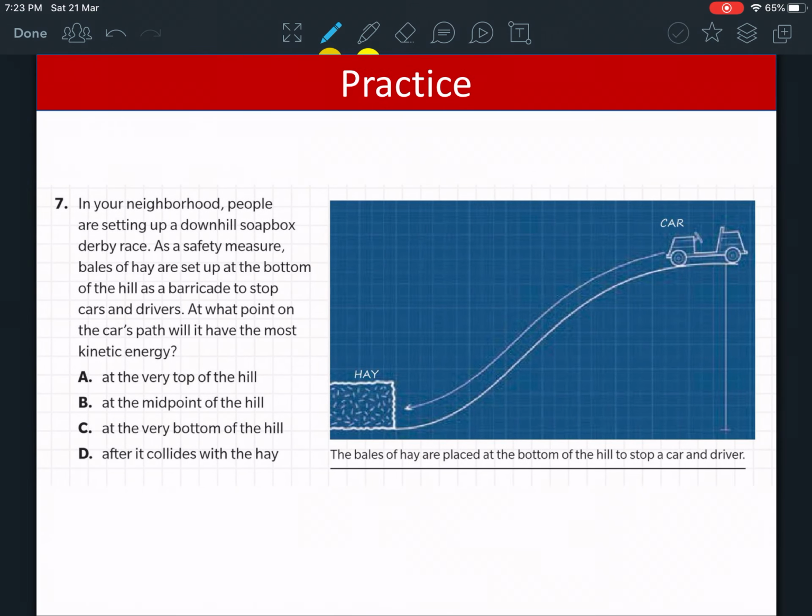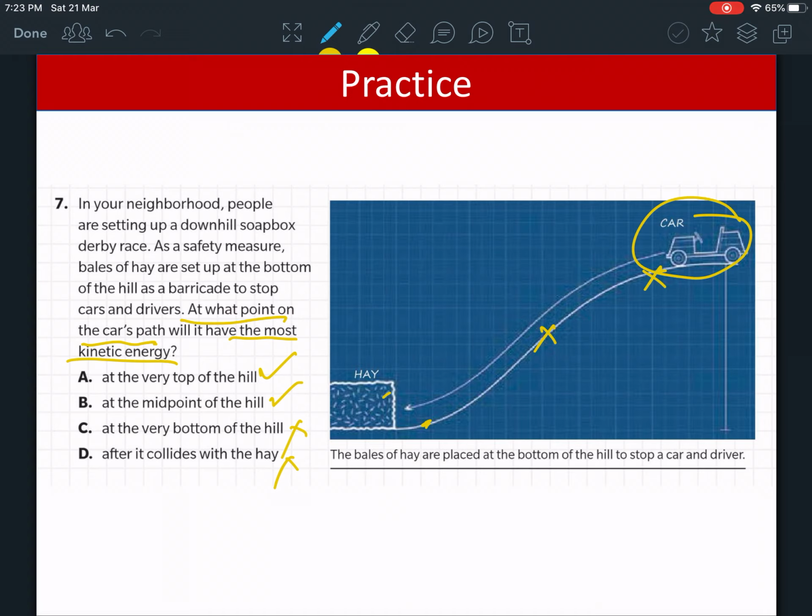That's great. Now let's look at this. This is a car, and they're asking you here at what point in the car's path will it have the most kinetic energy? When it's moving from here to here, where will it have the most? At the top, at midpoint, at the very bottom, or after it collides. The very bottom is here, after it collides with the hay. Where will it have the most kinetic energy?